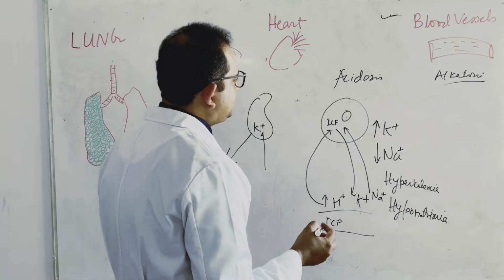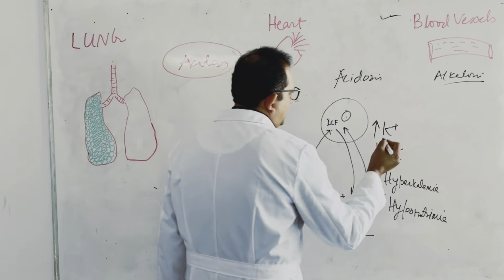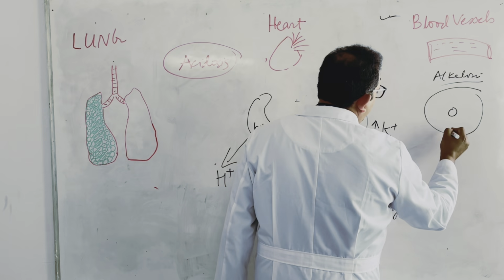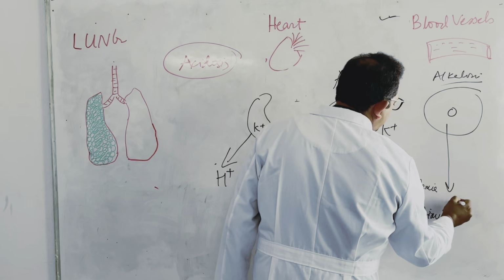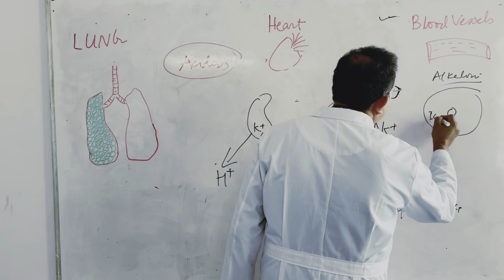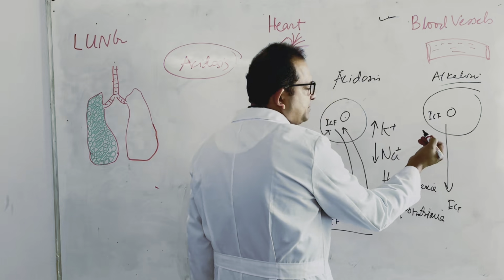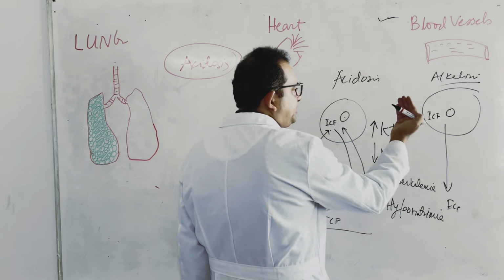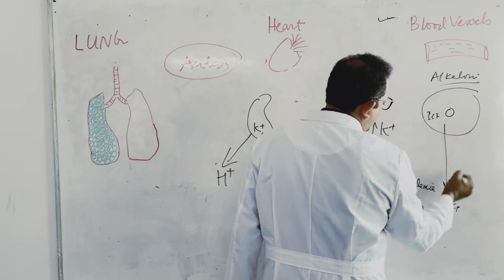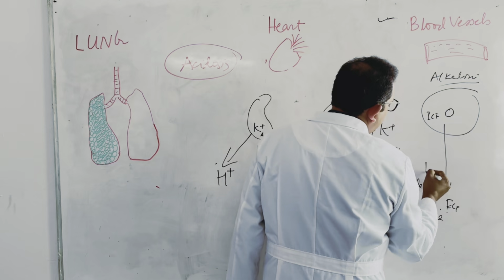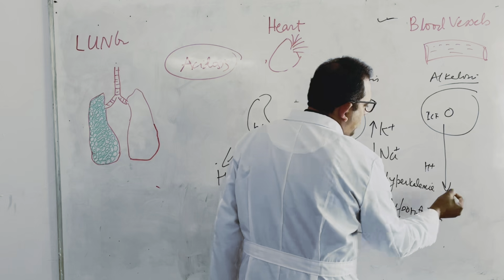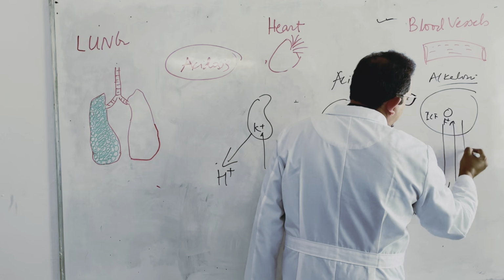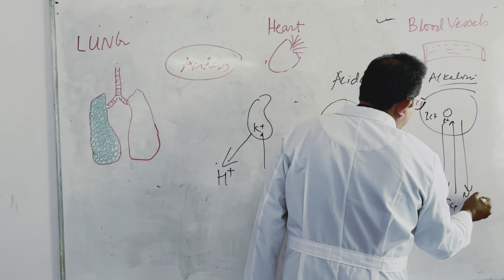Now what happens in alkalosis? Conversely, the H plus ion will come out of the cell to the ECF to increase the H plus ion to balance the alkalosis, to move the pH towards the acidic side. So the H plus ion will come outside the cell, and the potassium will go inside the cell, and again the sodium, to balance it, starts coming out of the cell.